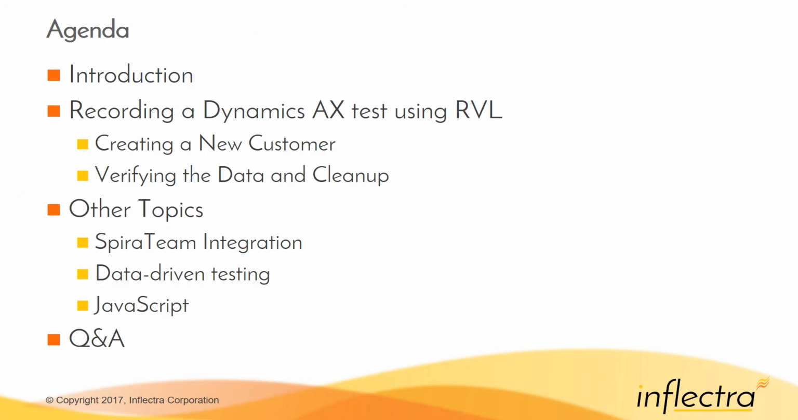So the first thing we'll do is record a Dynamics AX test using Rapise and the Rapise visual language for scriptless test automation. We'll create a new customer in Dynamics, and then after it's created, we will verify the data was created correctly and then do some cleanup so you can create it again a second time. After that, we'll be talking about some other related topics, including how to integrate with SpiraTeam for enterprise test management, how to do data-driven testing, and how to use the JavaScript editor for more advanced test functionality. And after that, we will have our Q&A.